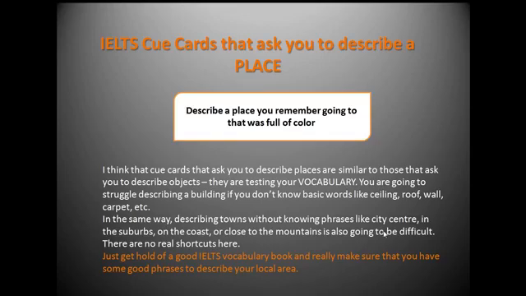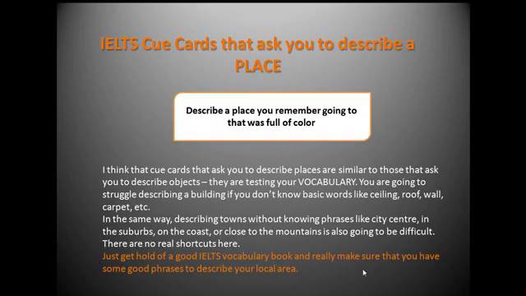There are no real shortcuts over here, students. When you have to talk about a particular place or an object, you should be specific in your explanation. So, just get hold of a good IELTS vocabulary book. Now, we at Right Directions have a vocabulary book. Anyone out there can just ask for the same from our team at Right Directions.